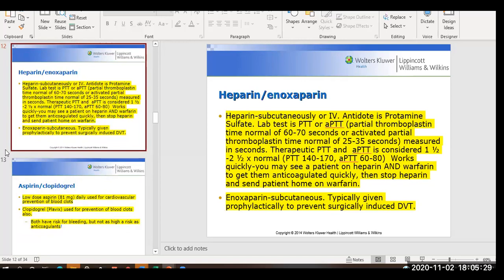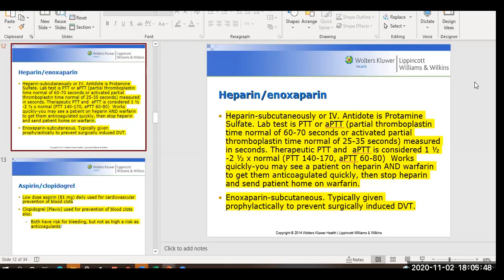Basically, you're going to get a question where they will say, you have a patient that's on heparin and you're reviewing the lab results and the patient's PTT is 148, right? Therapeutic. So just try to remember those numbers, right?